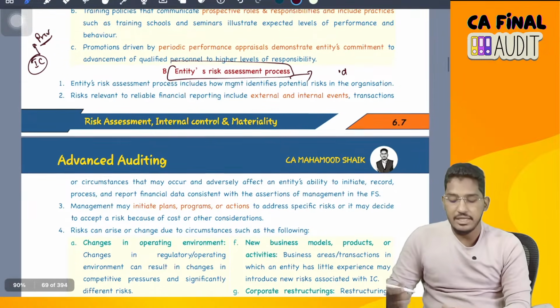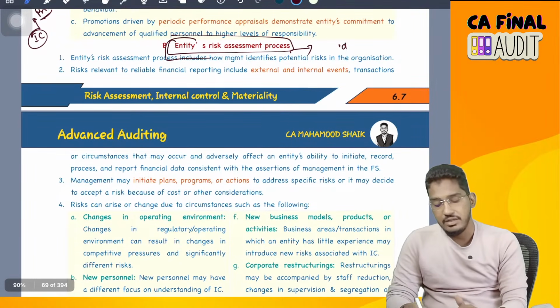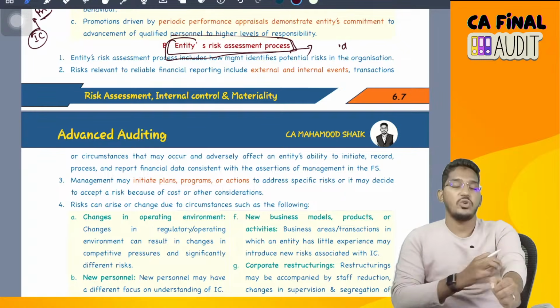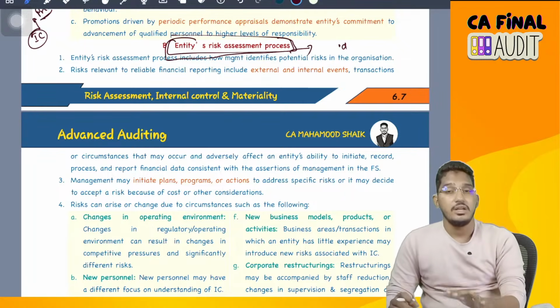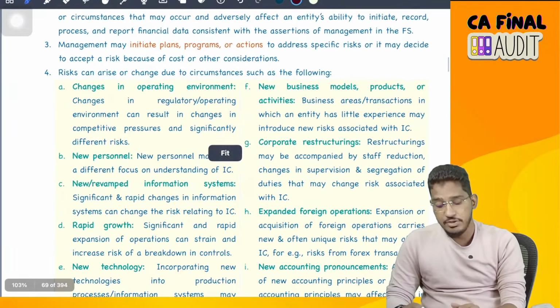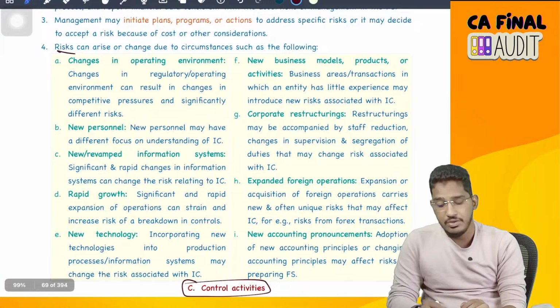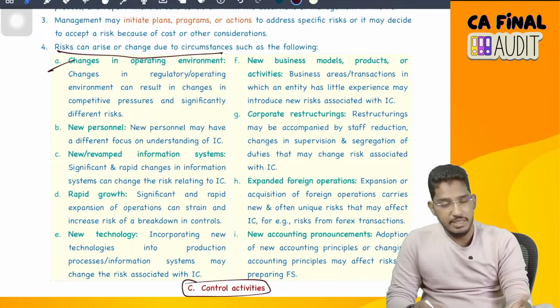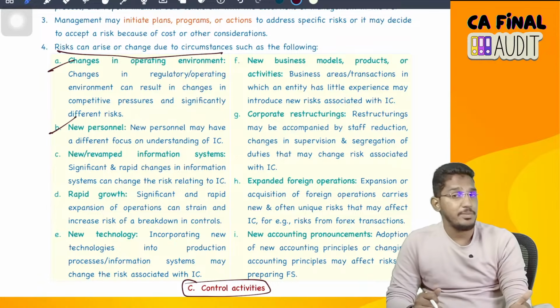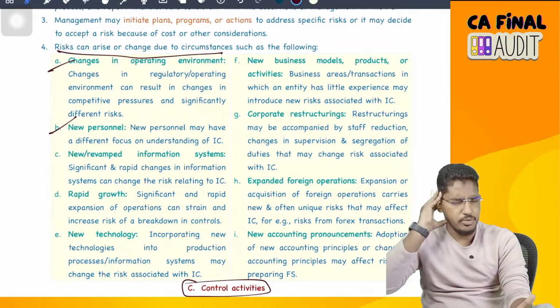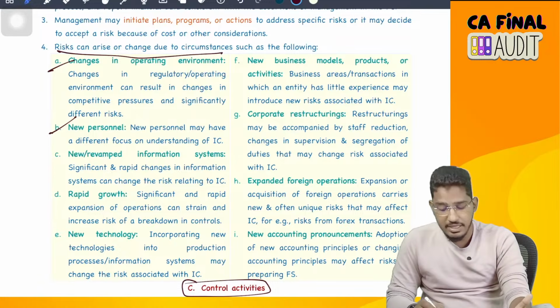For that purpose, the client's management themselves should do the entity's risk assessment process. Study their own organization and find out where there is a risk. And the management should keep in mind that risk can happen because of various circumstances. Like sometimes there could be changes in the operating or regulatory environment that could bring new risk. Sometimes new people might have joined the company, and because of lack of understanding of their processes, some risk can happen.